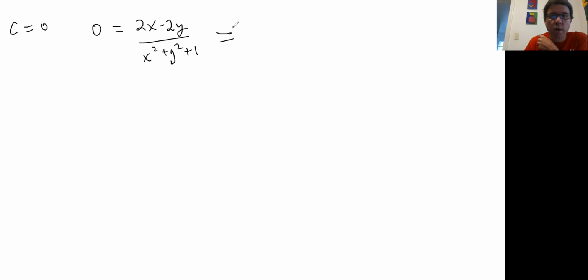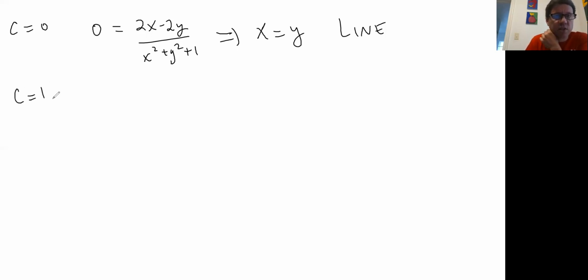If we try the level curve c equals 0, then that one just says that 0 equals 2x minus 2y over x squared plus y squared plus 1. That's the fraction, so setting it equals 0. Well, the only way a fraction is 0 is if the top is 0 and the bottom's not 0 at the same time. The bottom's never 0 because it's all positive numbers. So that means the top has to be 0. But how do you make 2x and 2y subtract to be 0? That means that x has to be y. And so that's just our line, y equals x. So that's what the level curve looks like there.